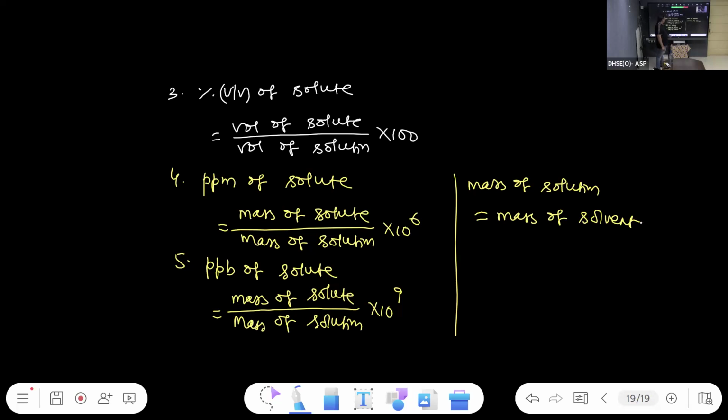So approximately, ppm of solute is mass of solute divided by mass of solvent into 10 to the 6. ppb is mass of solute divided by mass of solvent into 10 to the 9. So we can use ppm and ppb.